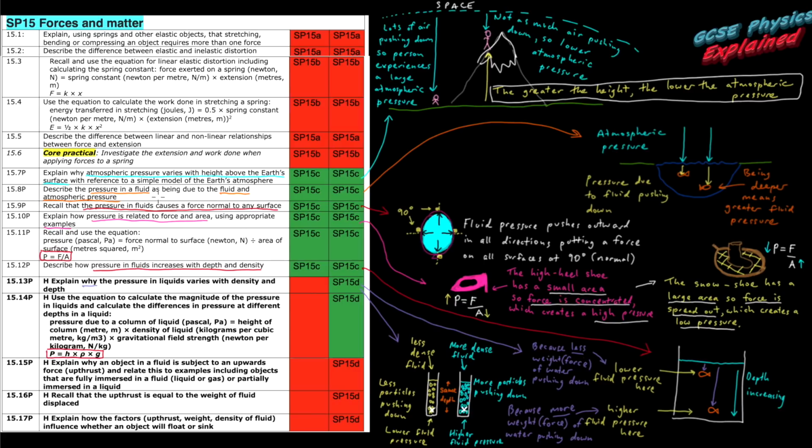Describe the pressure in a fluid as being due to the fluid and the atmospheric pressure. Right, well, imagine you're a little fish. So not only do you have the water pushing down on top of you, creating a pressure, but you've also got the atmospheric pressure as well. So 1 mark for saying that perhaps, and 1 mark for saying that. So pressure due to a fluid pushing down, and also being deeper means a greater fluid pressure. So this fish here is deeper, so there'll be a greater pressure on it compared to that fish there.